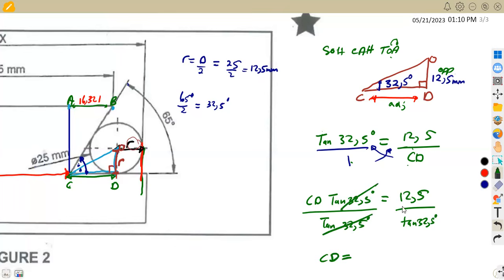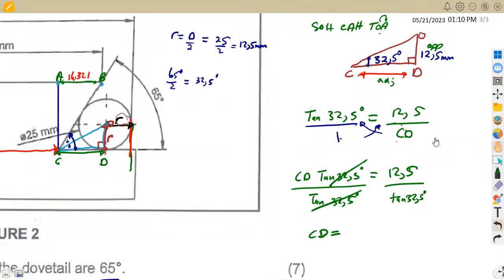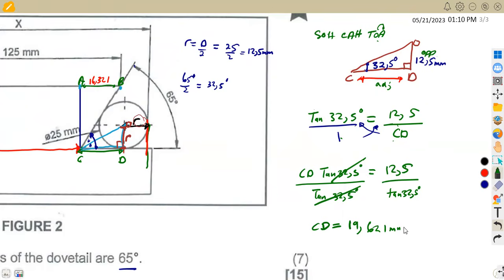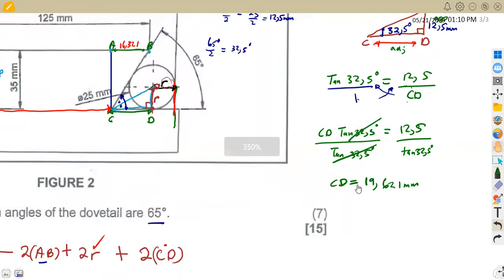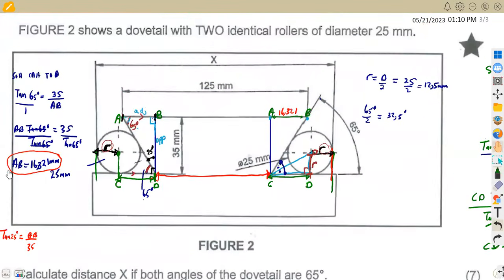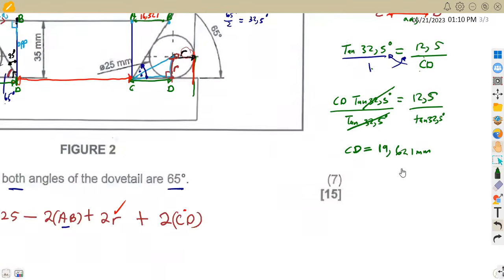We have our CD in this case, which we can simplify using our calculator. If we simplify properly from our calculator, our CD is going to be 19.621 millimeters. Okay, so with this information, like I said, from the formula that we formulated here, we can now substitute our values. We have calculated AB here. We have the radius, we have our CD. So you can simply substitute.